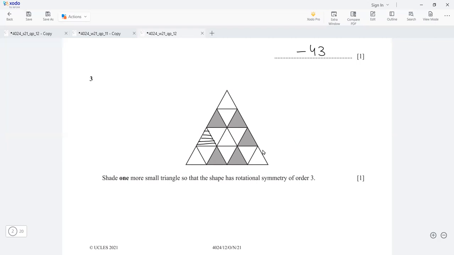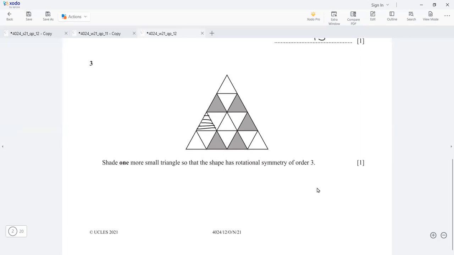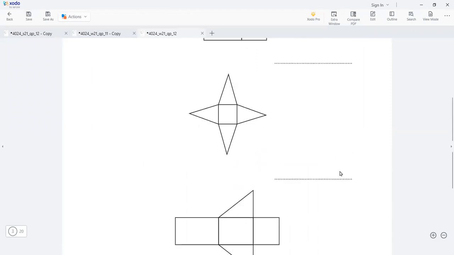You can check by simply rotating your piece of paper. Once you rotate, you will understand it better, whether you achieve the original shape like given in the question or not. If you have any queries, you can write them in the comment section. So moving towards question number 4 and on to the next page.